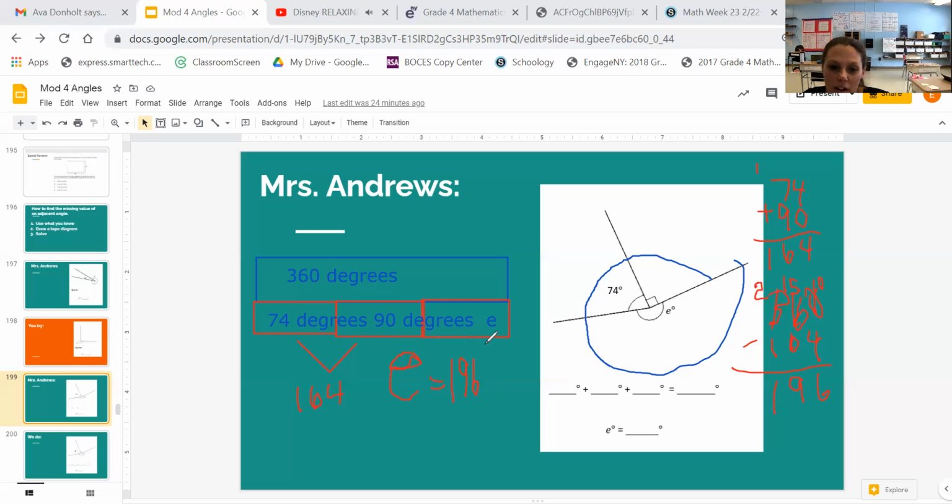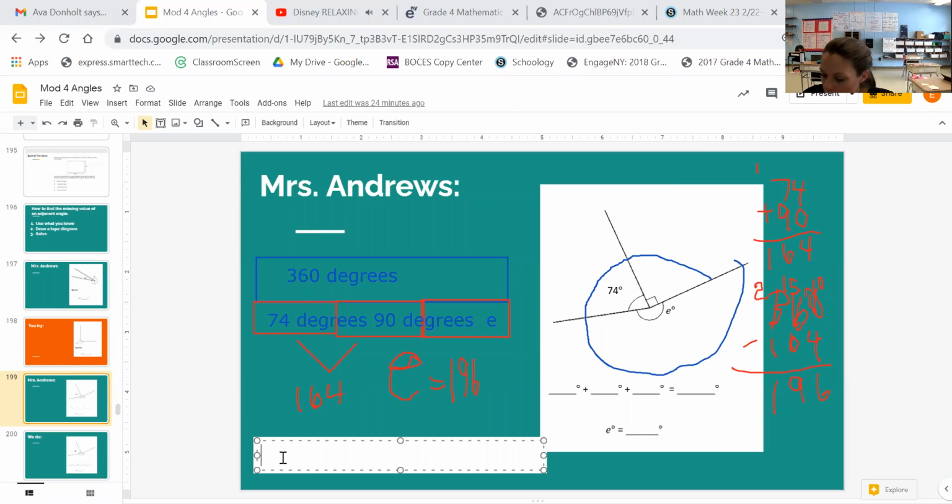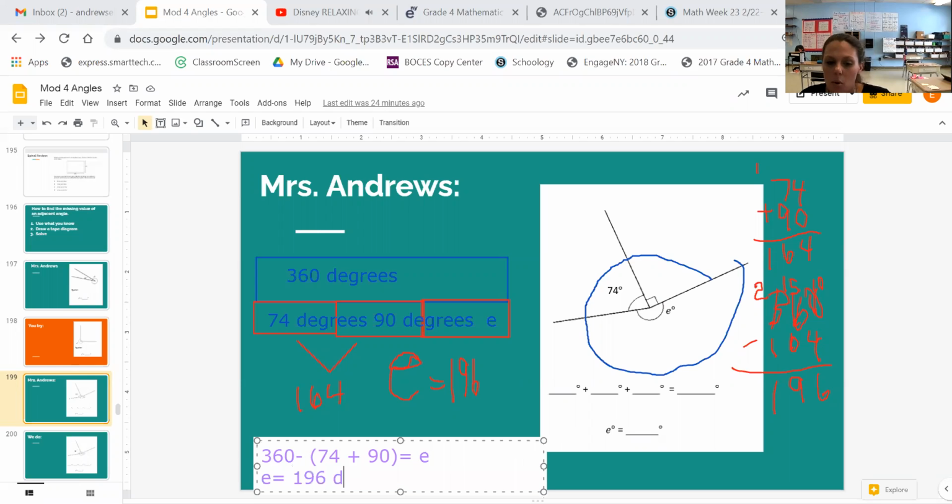We need to show our equation. So what I did for my equation, maybe a little different than yours. I had 360 degrees total, my whole. I added 74 plus 90, and I got E. That's what I did, right? I added my two parts and I subtracted it from my whole, okay? Giving me a value of E of 196 degrees.